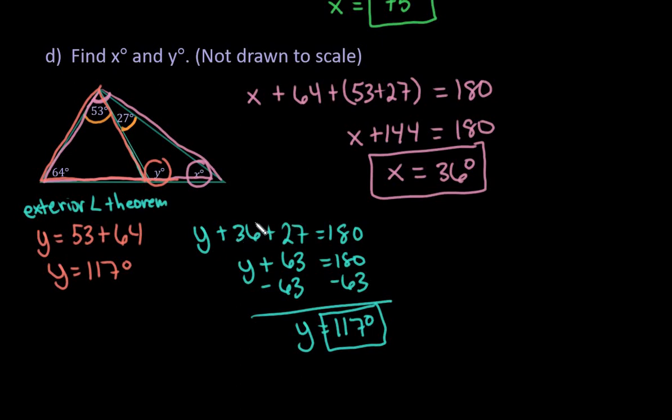Hopefully this video helped you to be able to find the missing angles in a triangle. Remember that the sum of the angles of a triangle always adds up to be 180 degrees.